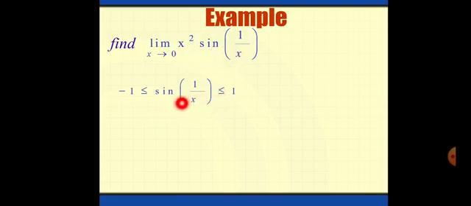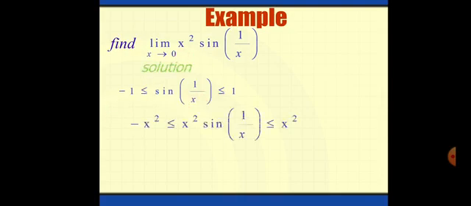Here we have sine 1 over x, so you have to multiply by x squared, each term by x squared. So we have negative x squared smaller than or equal to x squared sine 1 over x, smaller than or equal to x squared. Use this inequality and use the sandwich theorem to find the limit of x squared sine 1 over x.